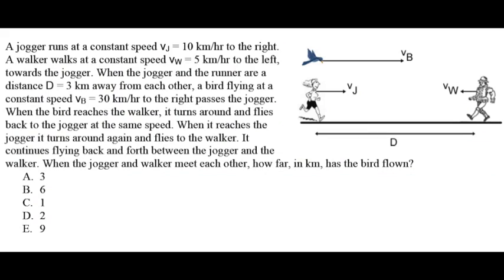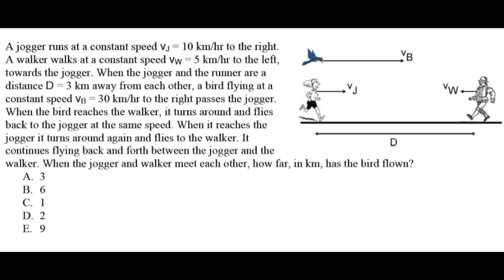A jogger runs at a constant speed of v sub j equals 10 kilometers per hour to the right. And there's a diagram there. A walker walks at a constant speed of v sub w equals 5 kilometers per hour to the left, towards the jogger, also shown in the diagram. When the jogger and the runner are a distance d equals 3 kilometers away from each other, a bird flying at a constant speed v sub b equals 30 kilometers per hour to the right passes the jogger. The bird is shown in the diagram as well.